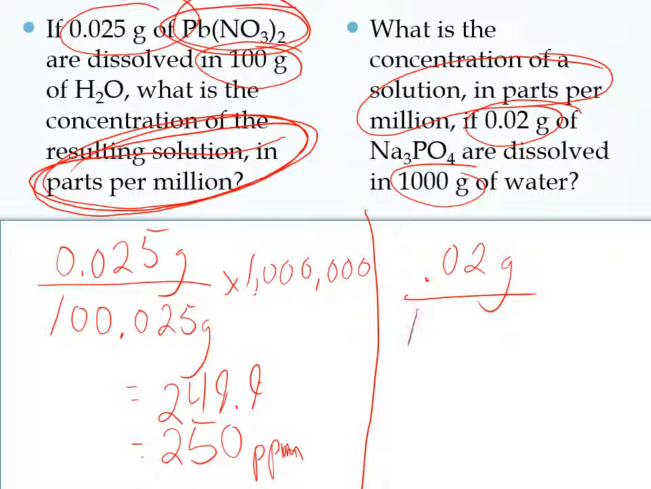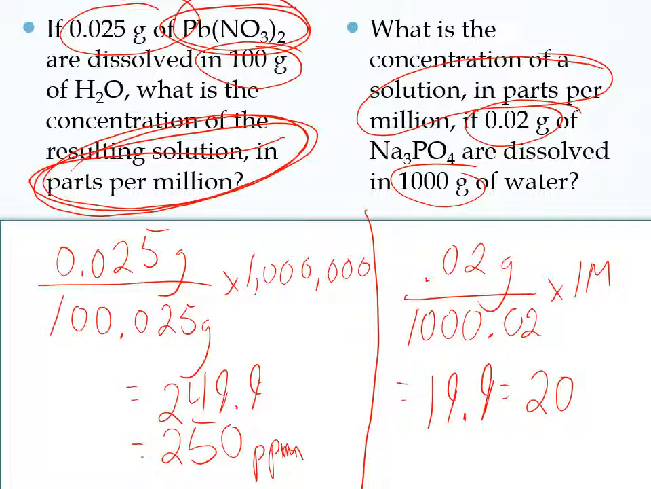So our whole, our total, is going to be 1,000.02. And again, don't forget to multiply it by a million. I don't feel like writing all the zeros, so let's just write 1m. And that will give us an answer of 19.9. And again, I'm just going to round that number off to 20.